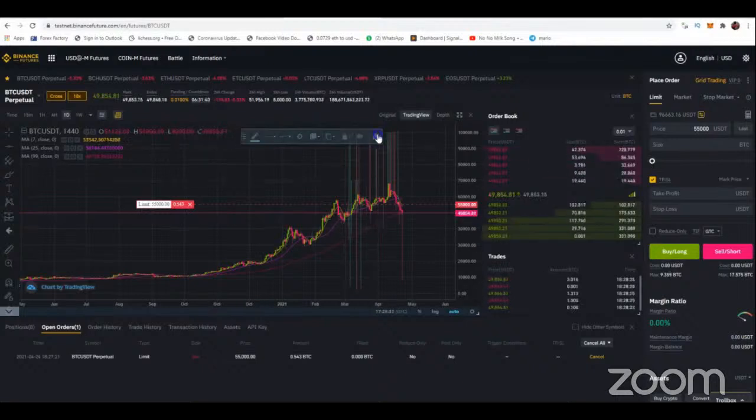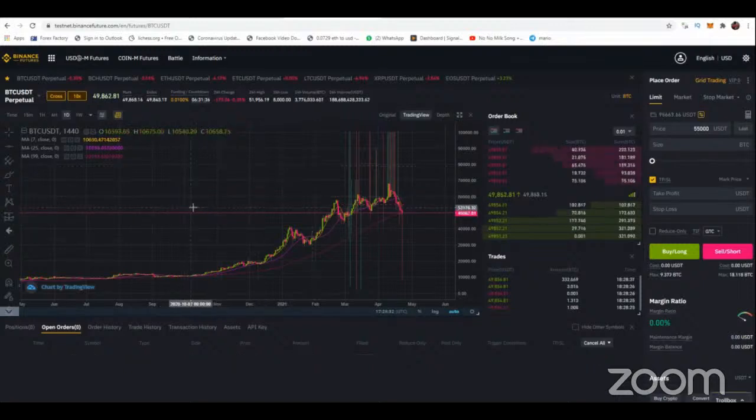So let me just take out this one and then close this position. So you can also close the position directly on the chart. Now we can also use the limit order to act as our stop loss or take profit, but that's a long thing if you ask me.